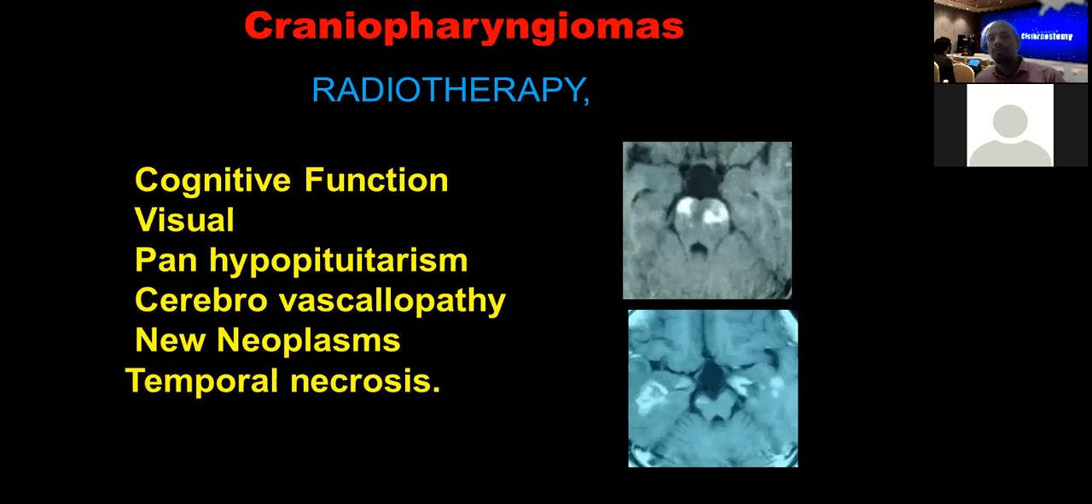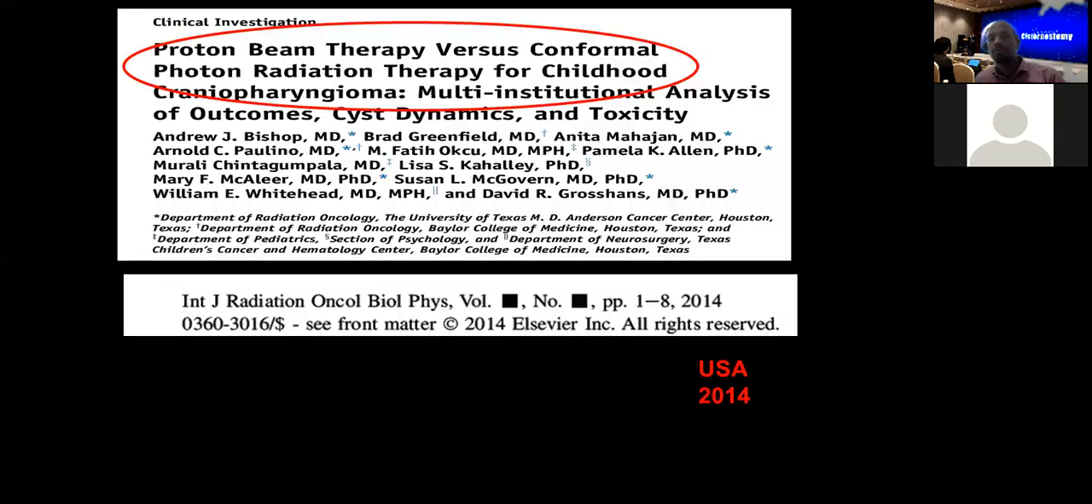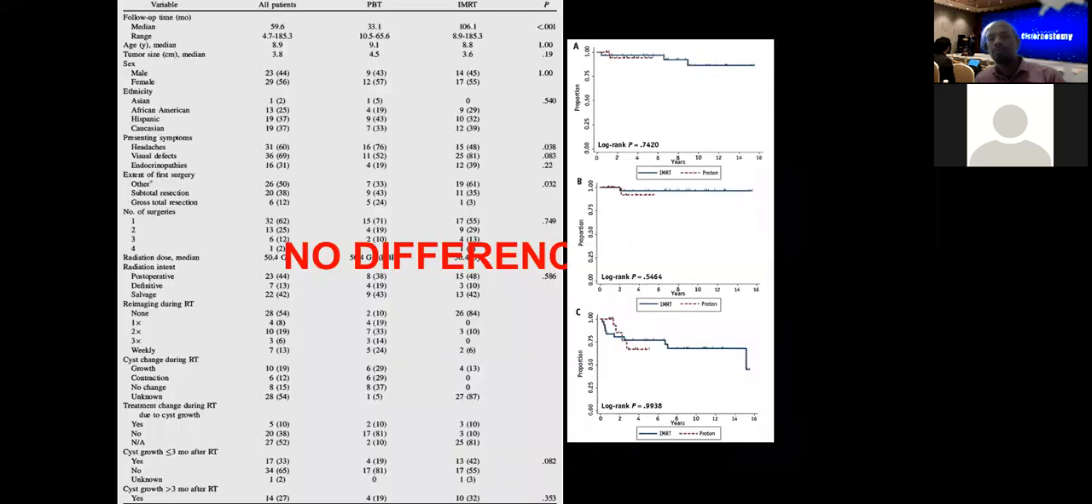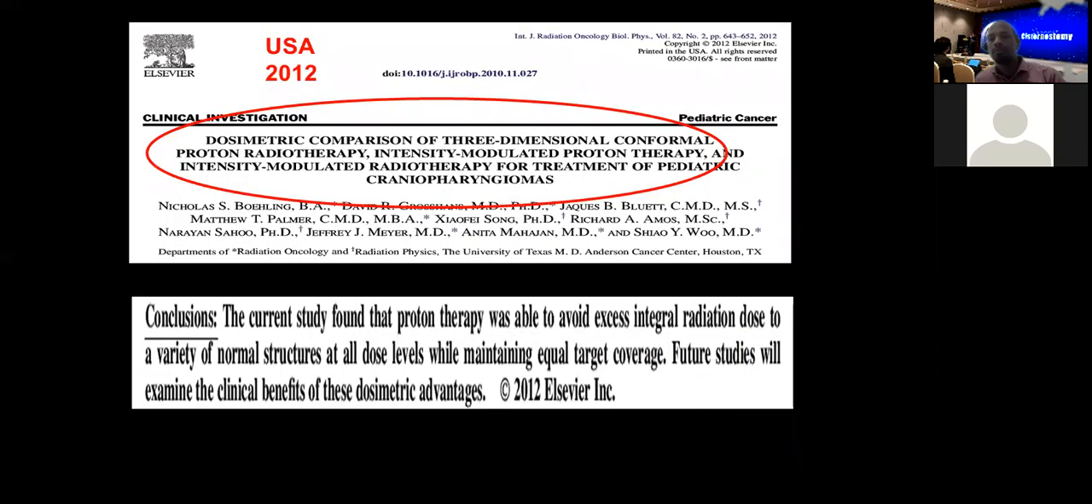And this is one child who had received radiotherapy after biopsy. Look at his brain being necrotized completely. So people produce papers comparing different types of treatment. This is from USA, comparing conformal proton radiotherapy and others. And they say there's no difference. Another paper also comparing different types of radiotherapy, but they say proton beam is the best.